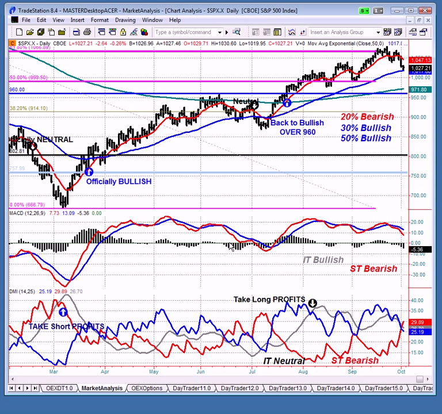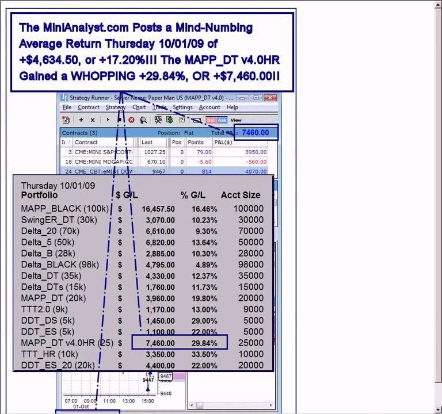But enough of this. So that's where the market is. How have our portfolios been doing? Well, as you can see, just take a look at this. Wow, yesterday we really capitalized handsomely, and our average return for our futures portfolios was $4,600, primary portfolios $4,634.50, or 17.2%.